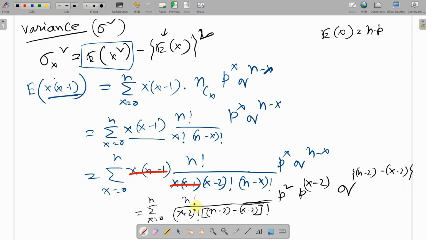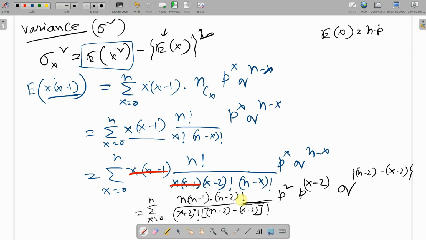अब सब में अगर n minus 2, x minus 2 कर रहा हूँ, तो मैं यहाँ को भी ऊपर वाले को भी, this portion I'll also do in that fashion: n multiplied with n minus 1 multiplied with n minus 2 factorial.